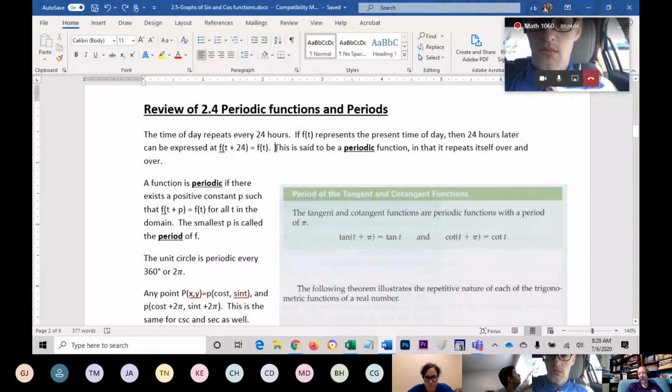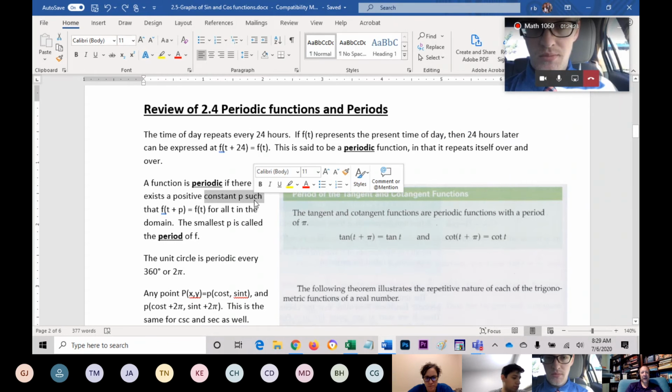So in 24 hours, it's currently 8:29 a.m. In 24 hours, it will be 8:29 a.m. again. So you can just get the same function that we started with. This is said to be a periodic function. It repeats over and over and over. So a periodic function exists.